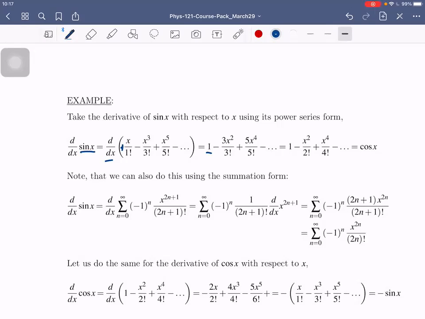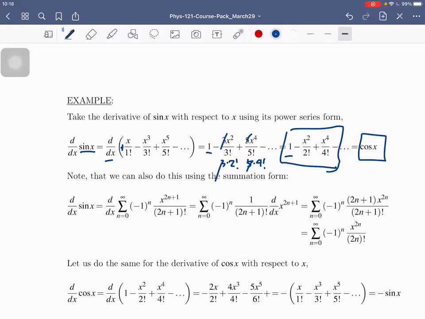Okay? If you notice, you have to divide. So this becomes 3. This is 3 times 2. What's left is 2 factorial. The 3 disappears. In this case, we have 5 times 4 factorial. The 5 disappears, and this is now 4 factorial. So now we have 1 minus x squared over 2 factorial plus x to the 4th over 4 factorial. And this is exactly cosine x.